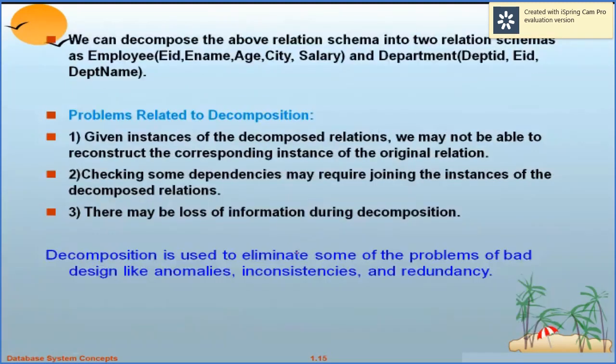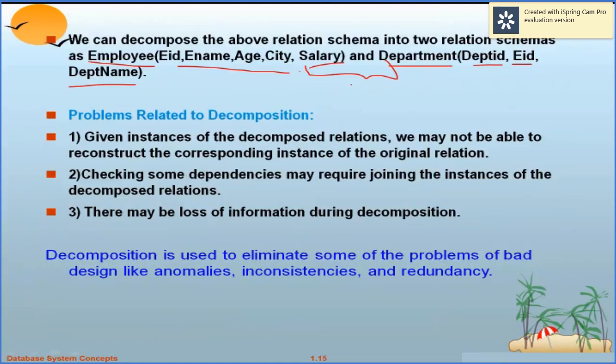In that case, what you have to do is split the above table into two relational schemas. The first one is a separate employee schema with the attributes employee ID, name, age, city, and salary, and a department table in a separate form, that is department ID, employee ID, and department name. If you want to retrieve the data from both tables, you just join both tables and you can retrieve the data according to the conditions given in a query.